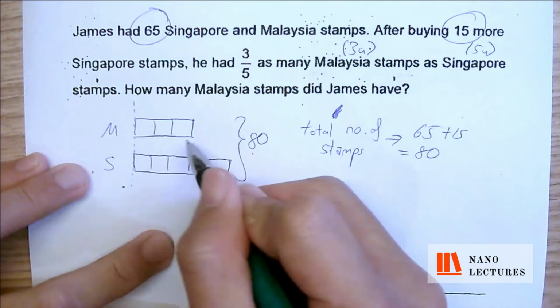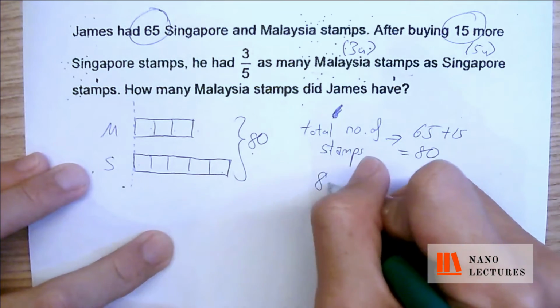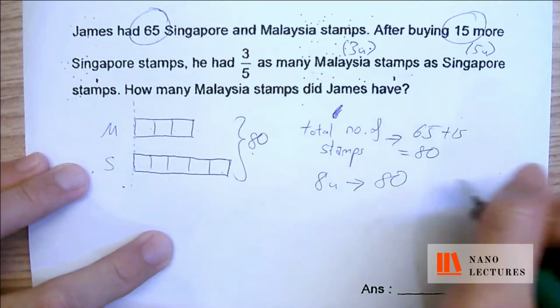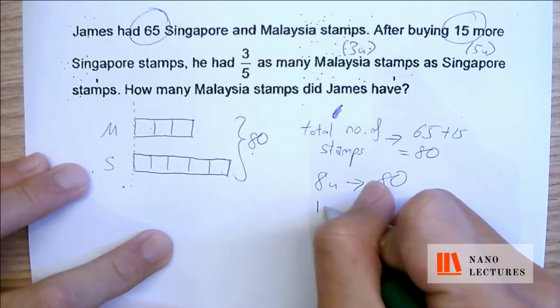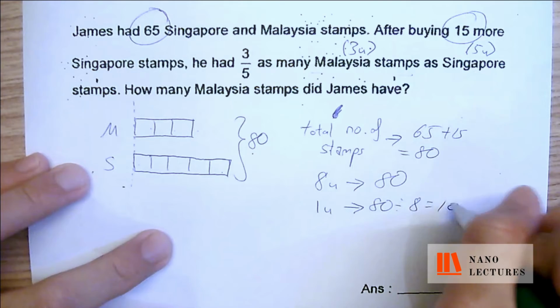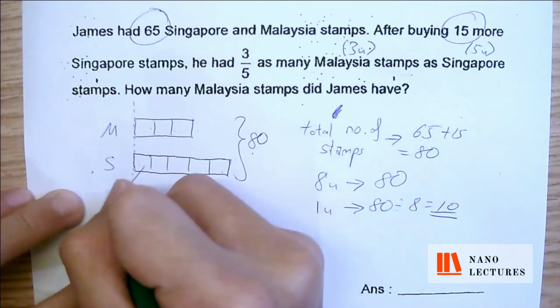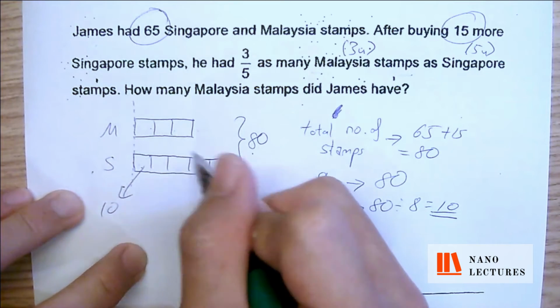Now, how many units are there altogether? 1, 2, 3, 4, 5, 6, 7, 8. So 8 units represent 80 stamps. Easy, right? So go find 1 unit first. So it will be 80 divided by 8 to give us 10. Okay, you got this information, right? This is new, right? We input inside. This one is 10. So 10, 10, 10, 10, 10, 10, 10, 10.